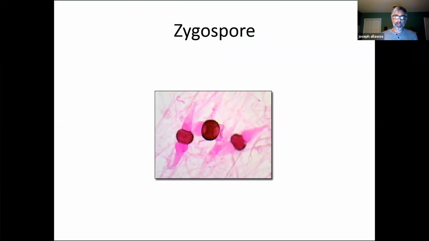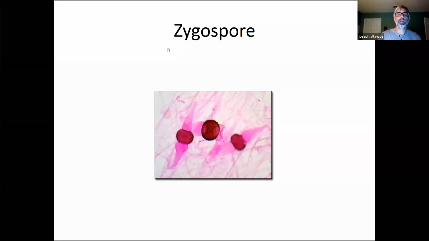Well, the structure that it makes is a structure that's formed during sexual reproduction, and that structure is called a zygospore, sometimes called a zygosporangia. Some books call it a zygospore and some call it a zygosporangia, but you can bet it's this dark thing in here. That's the zygospore.